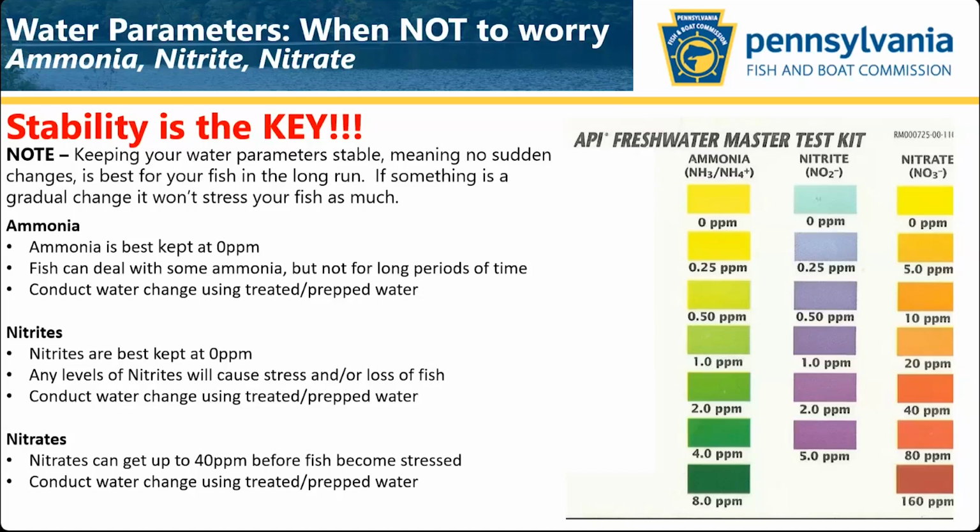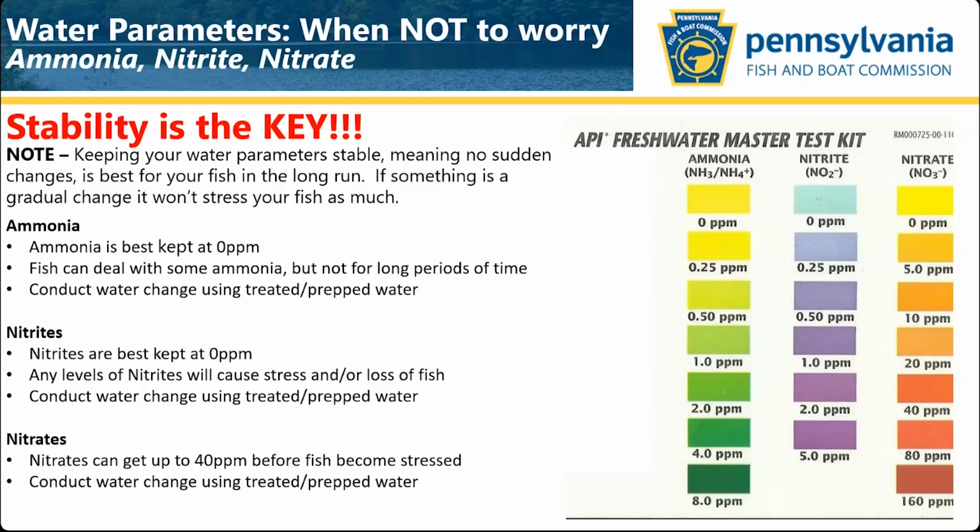So I'm going to explain a little bit more in depth about the nitrogen cycle and some of the things that you should worry about and some of the things that you don't need to worry about just yet. I mentioned before that ammonia should be at 0 in an established aquarium once everything is done, cycled properly, and there's no other issues with the filters.